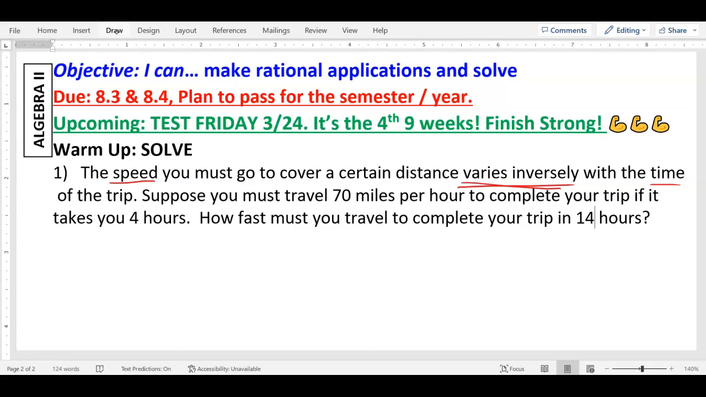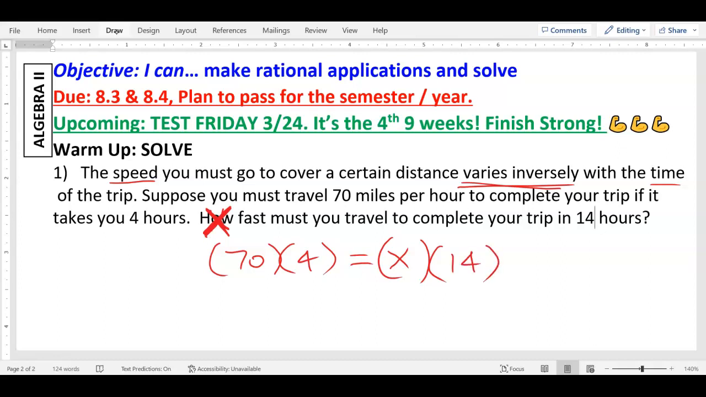Now, it says suppose you must travel 70 miles per hour to complete your trip if it takes you 4 hours. So the way we did example 1 was we do 70 miles per hour times 4 hours equals, and then look at your next sentence. It says how fast. How fast is a question, meaning x. It's missing. So x fast means x is my miles per hour to complete a 14-hour trip. 14 hours, okay? This is exactly the way we set up example 1 yesterday on the notes. This is how we're setting it up on the assignment, on the front page of the assignment, right?